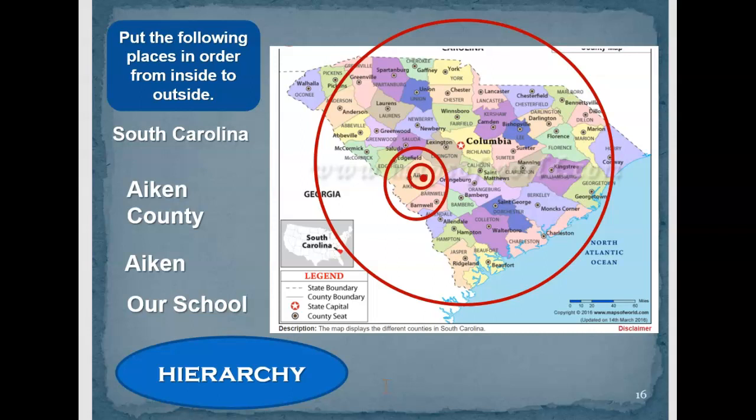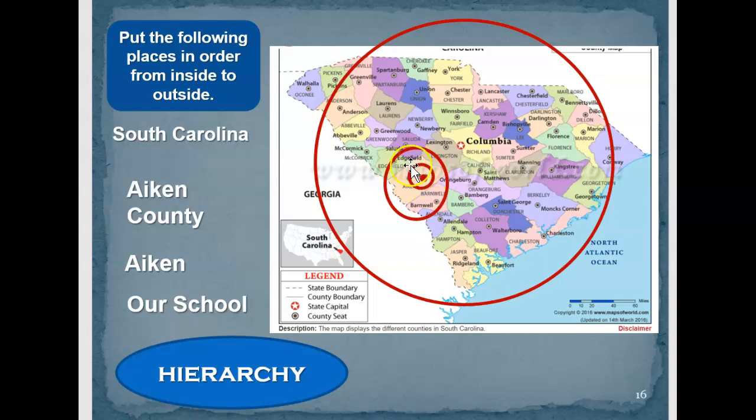Here are some examples of spatial hierarchy. Here we have South Carolina, Aiken County, Aiken, and our school. Put the following places in order from inside to outside. So inside being what's closest to you and the outside being more of a global, further away from you. So if we were to look at these here where the small red dot is, that would be us at our school.